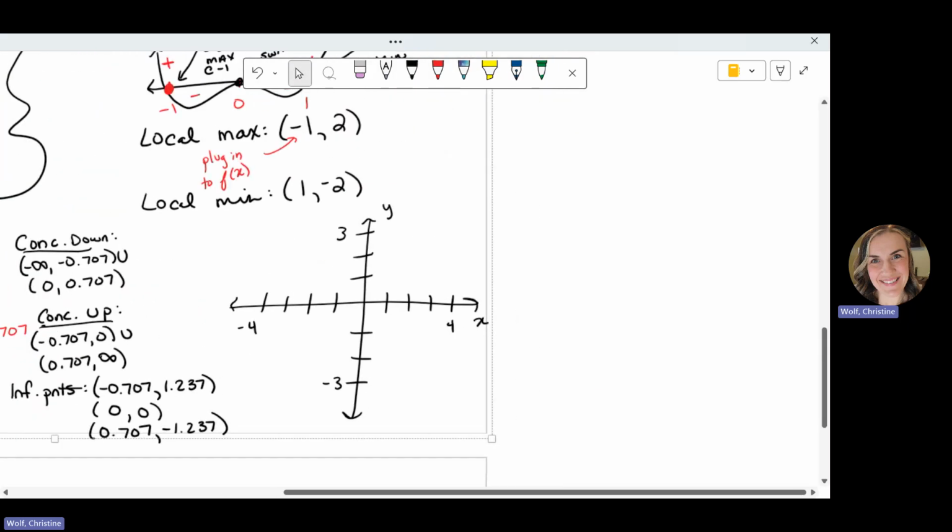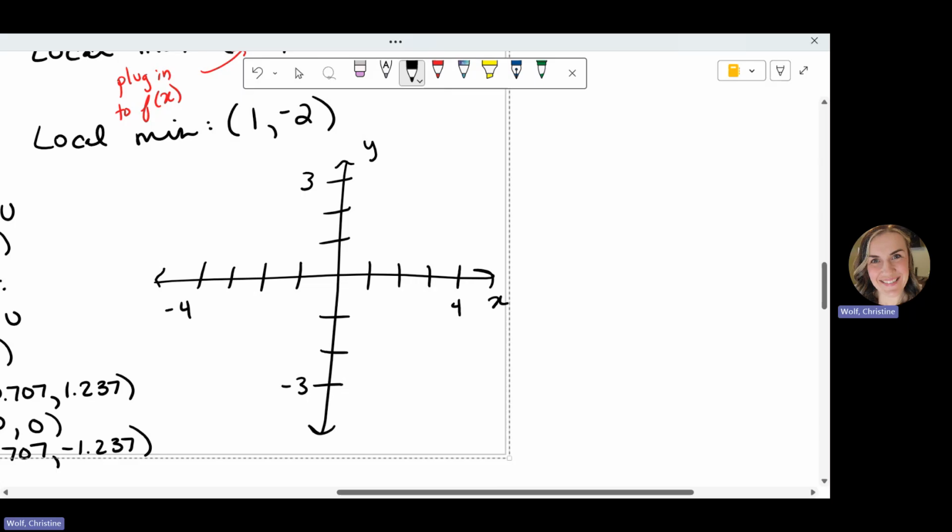So I'm going to start with my X-intercepts. I know that my graph crosses the X-axis at plus minus 1.29. So about there, there's my positive 1.29 and my negative 1.29. And then my Y-intercept, and I have an X-intercept at 0 as well. So that's a shared point. I have a local max at negative 1, 2, and then I have a local min at positive 1, negative 2. And those are actually the only points I have.